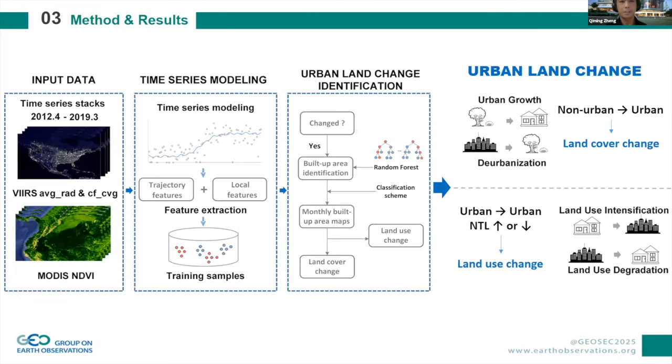Here I present the general framework of this study, which includes two major parts, time series modeling and urban change mapping. By integrating these two parts of the method, we can categorize each pixel into one of these four urban land change types. Due to the time limit, I'm not going to go into every detail of the method. I will just pick up the core idea and present the main results in the following slides.